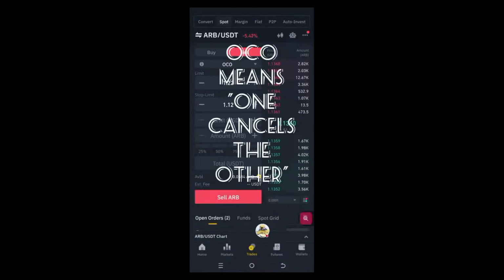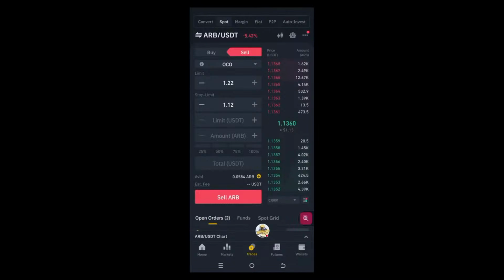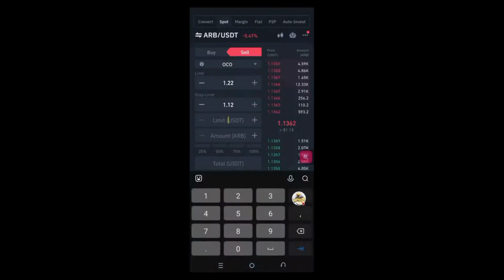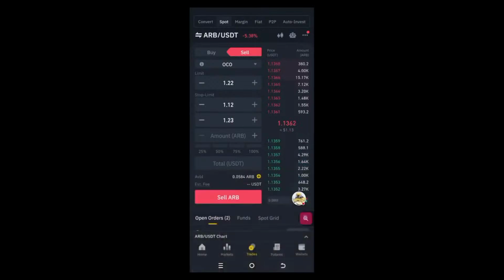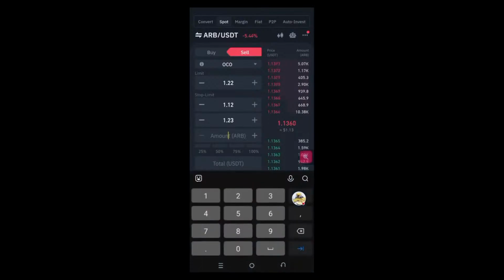This is OCO. OCO means one cancels the other, right? One cancels the other. Try and understand that. So you're going to put all of this, your limit and the price, the limit price and all of those things. So the price is currently that. Then you put your limit price here. Maybe you want it to be 1.23, right? Do you understand that? So now you have 3 prices, and then you have the amount of ARB that you have, and you pick whether it's 100% or whatever. Don't forget that's currently in the trade.